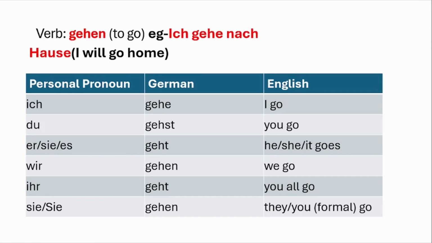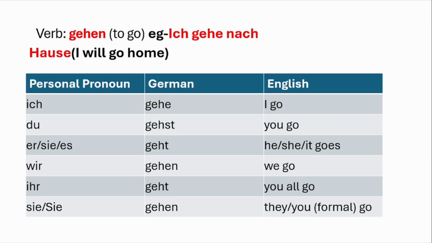So let's go to the next verb, that is gehen, meaning to go. Ich gehe, I go. Du gehst, you go. Er, sie, es geht, he, she, it goes. And look in the English column: I go, he, she, it goes. This is a similar case in German. Wir gehen, we go. Ihr geht, you all go. Sie gehen, they or you, in a formal situation, go. So let's make it clear by giving an example.